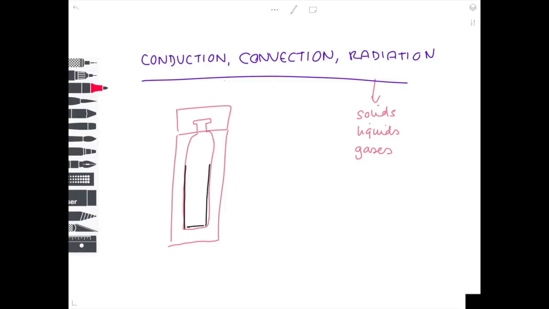Okay, so that's appallingly drawn, but I can still point out a few things. First of all, the most obvious thing here to point out is that it has a vacuum. Now remember that a vacuum is a space with no particles, and we know that both conduction and convection require particles in order to occur. So we say that there is no conduction or convection that can occur within this vacuum.